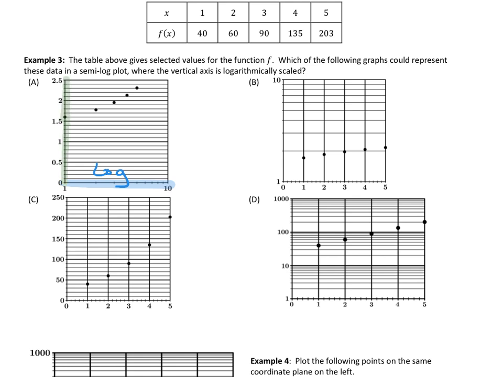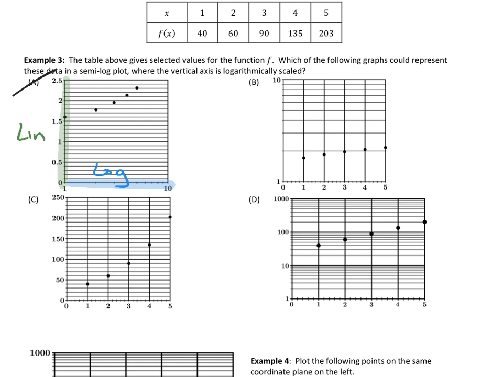What's happening on the y-axis here? You see how, and I'm not talking every single line, but every thick line is 0.5 and then 1 and then 1.5. That's going up by the same number each time. That's linear. This is like the opposite of what we want. We want the y-axis to be logarithmically scaled instead of the x-axis. So we're going to eliminate that one. It's not even set up right.